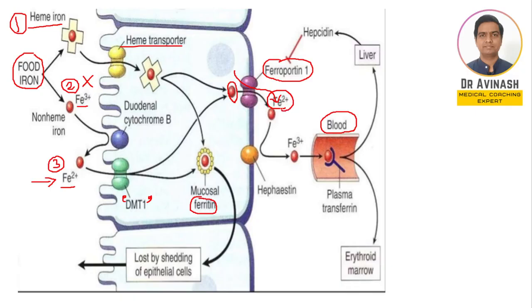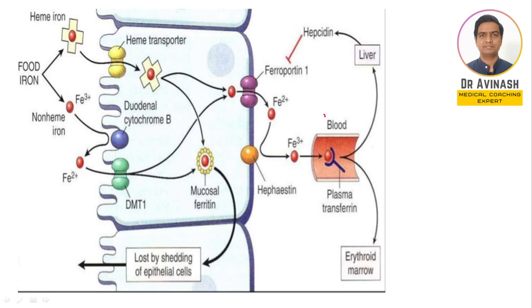The moment it is on the basolateral side, not blood really, in the interstitial space just before it enters into the blood, we have another enzyme, hephaestin, which converts it into Fe3+. Fe3+ goes into the blood and joins with plasma transferrin, and then it is taken to the RBC production center, to the liver, and so on and so forth.